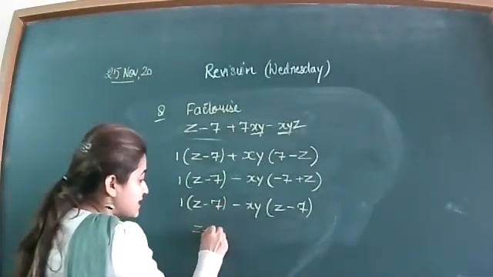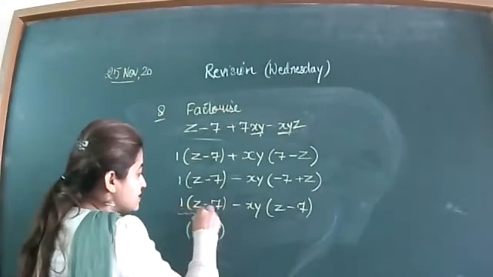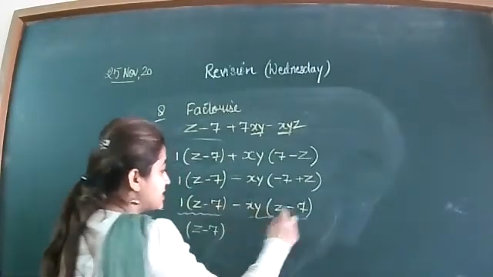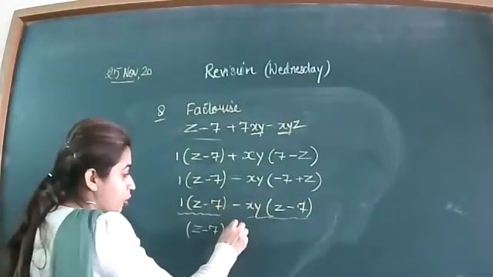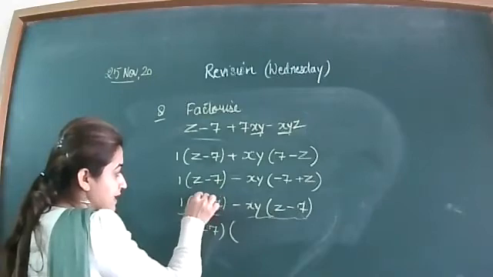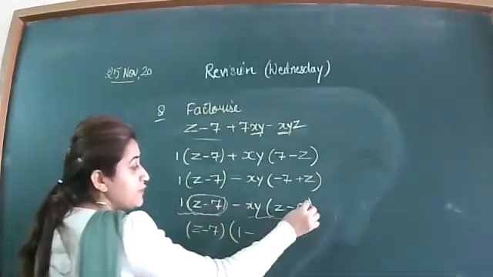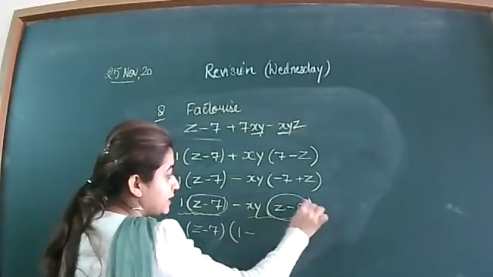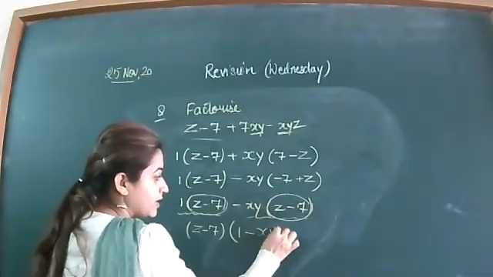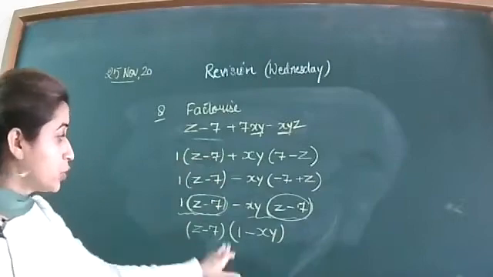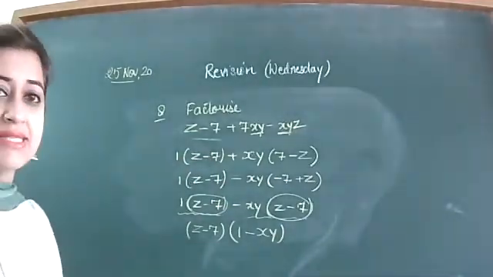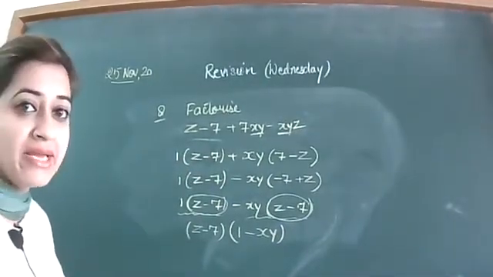So z minus 7 you will take common. From the first term and the second term, you can see that z minus 7 is common. If you take z minus 7 common from this, what is left? 1. If you take this term common from your second term, what is left? Xy. So in this manner, we have got the two factors, that is z minus 7 and 1 minus xy.